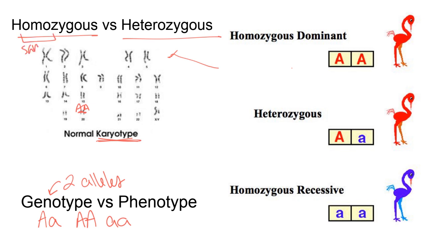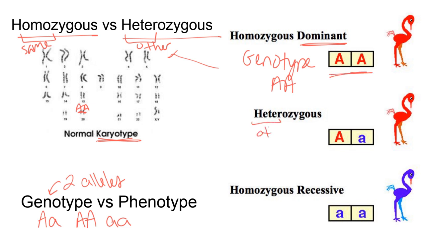My genotype can be described as homozygous or heterozygous. Remember, homo is same, hetero is other or different. So if I am homozygous dominant, my genotype is big A, big A. That's what I have right here. If I'm heterozygous, other or different, that means I have to be big A, little a. That, again, is my genotype, the actual alleles. So then for homozygous recessive, both letters have to be the same, and they're the recessive, they're the lowercase.